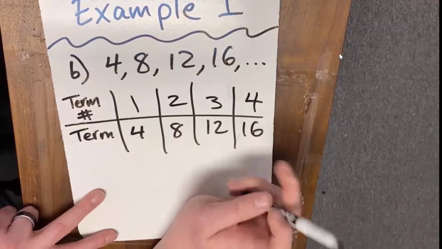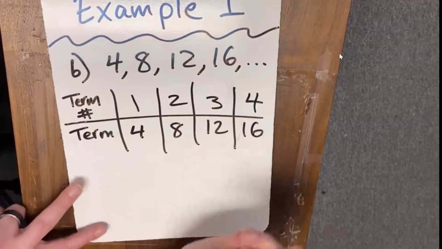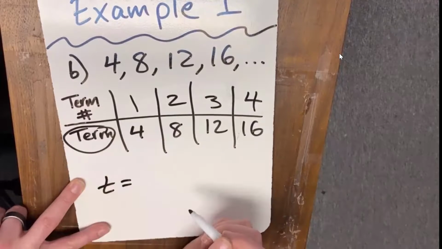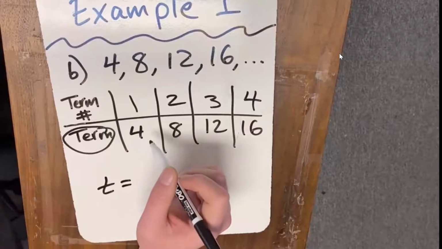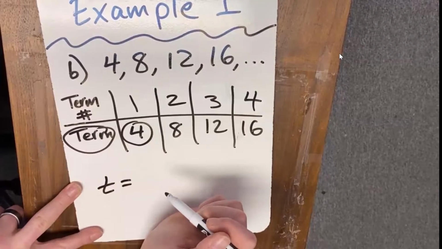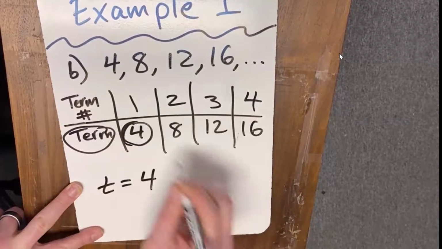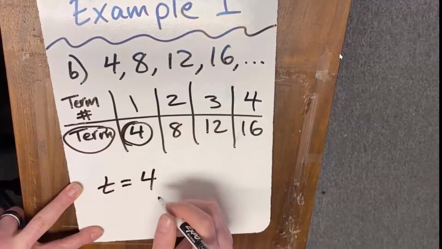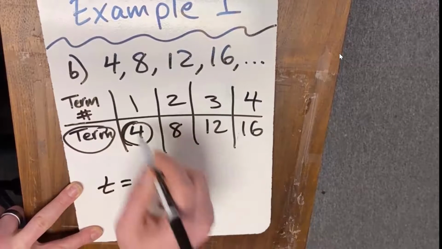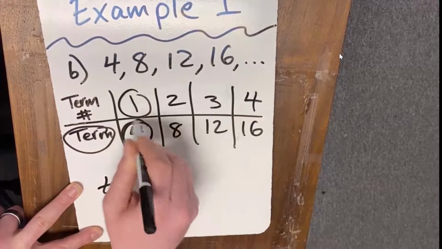Now I need to figure out my sequence using words and symbols. t is what we're solving for, that's our term. One thing I can think about is my number 4 right here. With multiplication or division, you are always starting with this number. So 4, and then I have a 1 right there. How am I going to make it equal? I need to say 4 times n. So when I plug in 1, 4 times 1 equals 4, which equals my term.